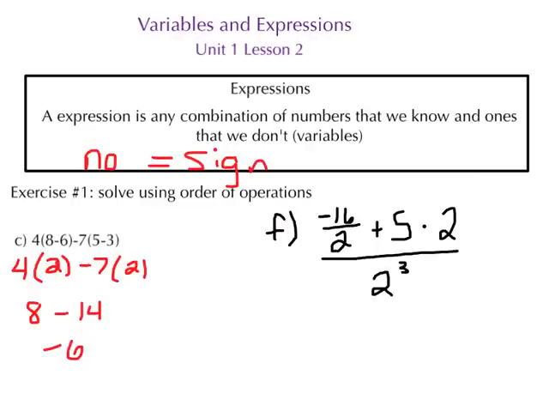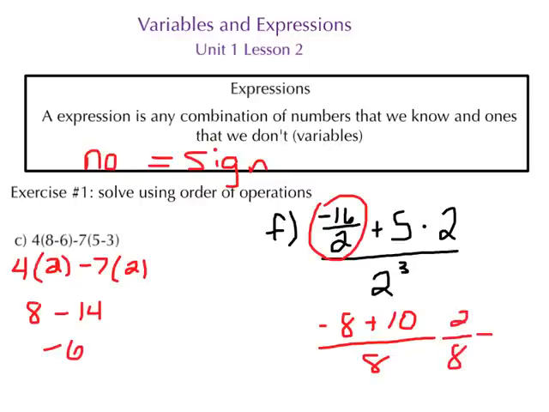I'm going to jump to F. I'm going to do this guy first, because I don't like having a fraction inside a fraction. So negative 16 divided by 2 is going to give me negative 8 plus, now I'm going to do 5 times 2, which is going to give me 10 over 8. Negative 8 plus 2 is going to give me 2 over 8. And 2 over 8 is going to simplify to 1/4.